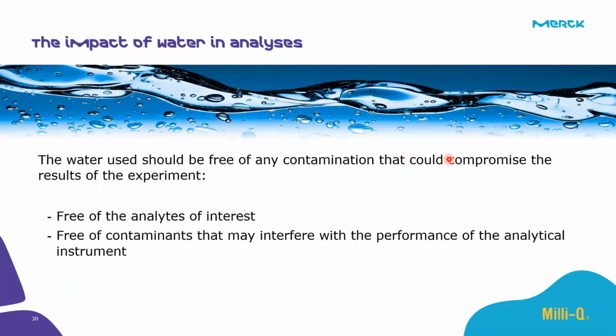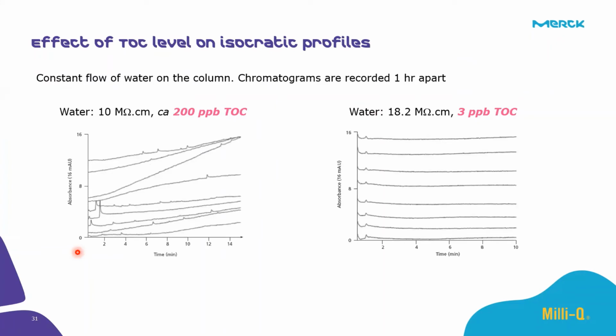So the recommendation here is that the water used should be free of any contamination that could compromise the results of the experiments. That is, free of any analytes of interest to make sure that we really get the desired results, or free of contaminants that may interfere with the performance of the analytical instrument. So very important. And you can see how TOC levels affect the baseline shift and show some ghost peaks.